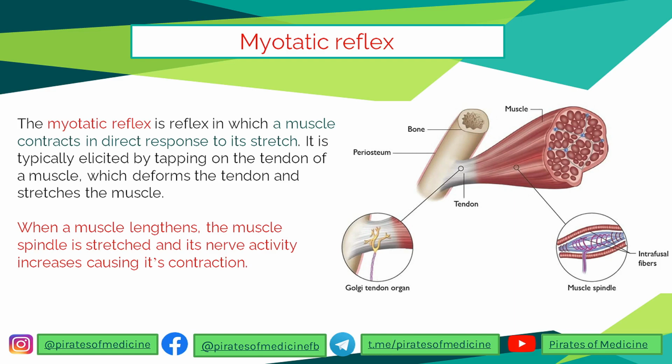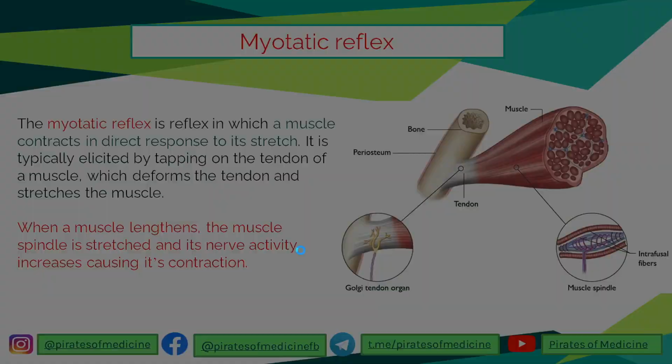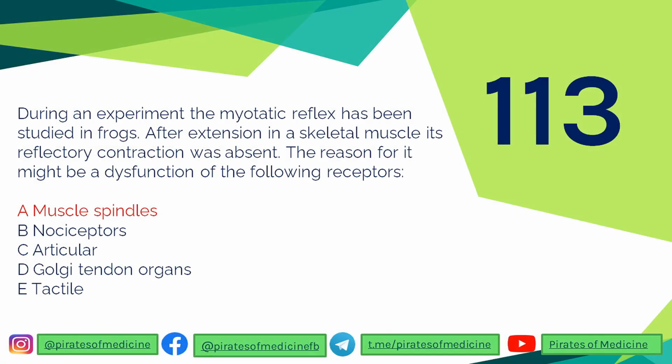This is done by the muscle spindle. It is the receptor present over here. So when a muscle lengthens, the muscle spindle is stretched and its nerve activity increases, causing contraction. So if the muscle spindle is impaired, it will lead to absence of this myotactic reflex, which is seen here. So the receptors causing dysfunction will be muscle spindle dysfunction.